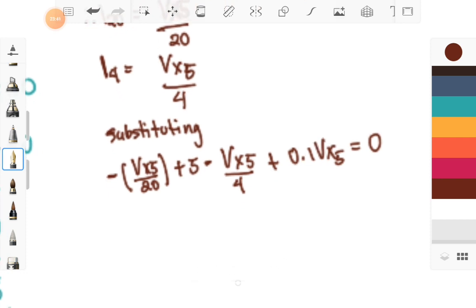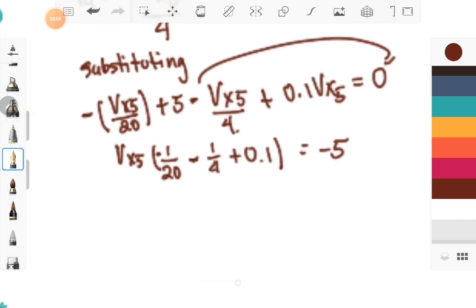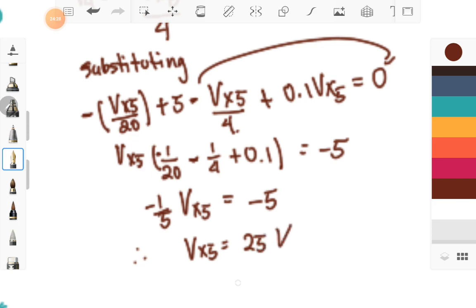Okay, so let's group together everything with Vx5. Factoring out Vx5, we have 1 over 20 negative minus 1/4 plus 0.1 is equal to negative 5, because we transpose this. Next, we have negative 1 over 20 minus 1 over 4 plus 0.1, so we have Vx5 equal to negative 1 over 5 Vx5, which is equal to negative 5. Therefore our Vx5 is equal to 25 volts.